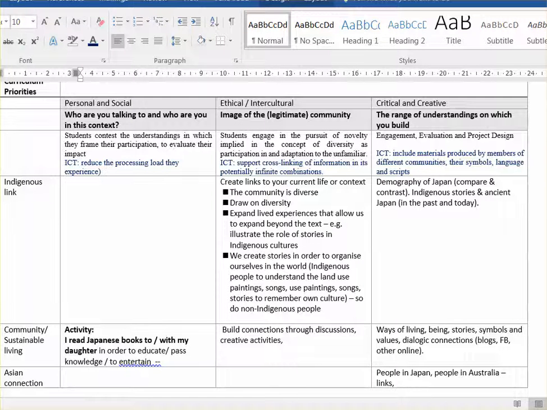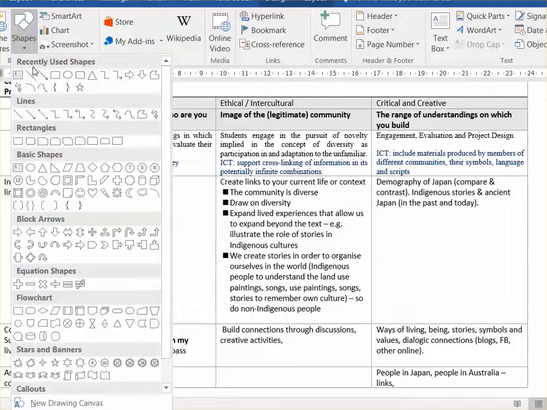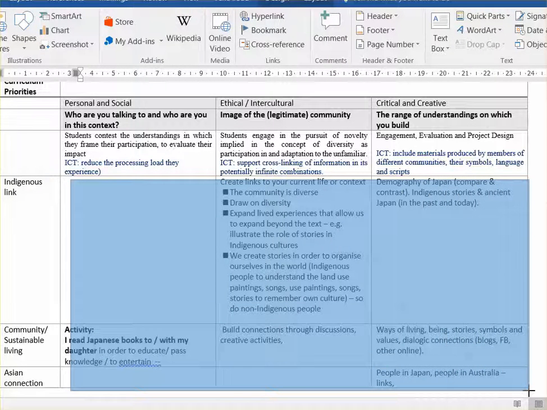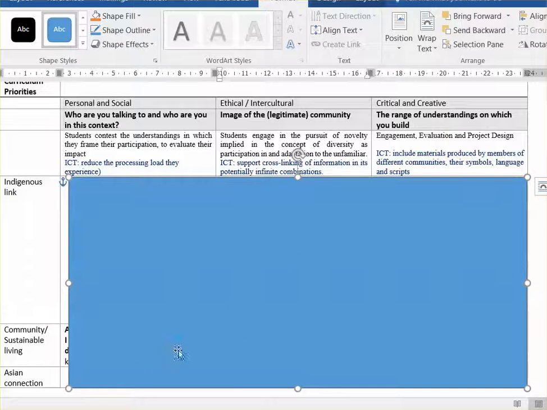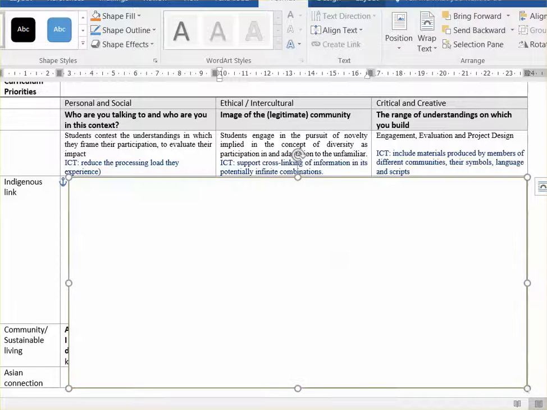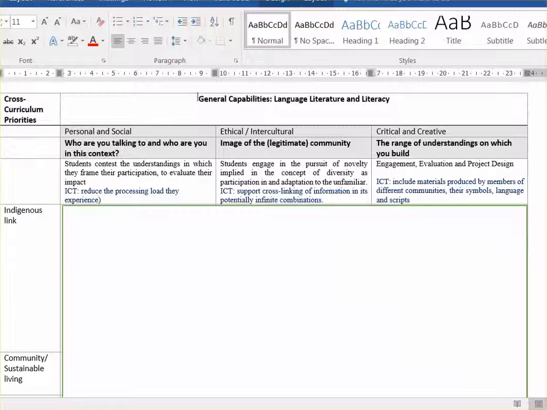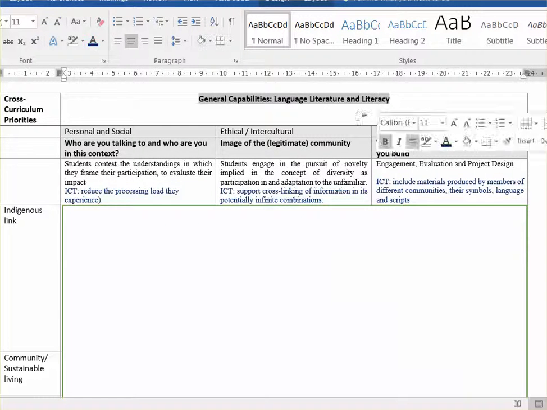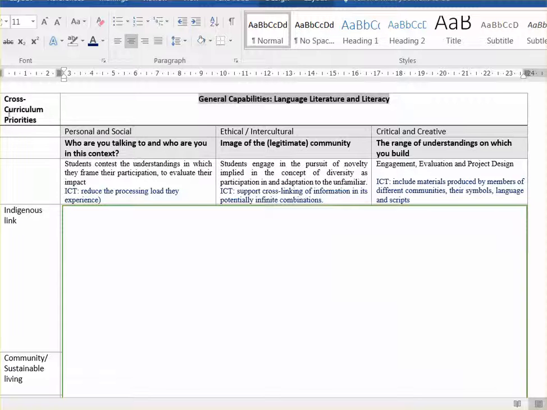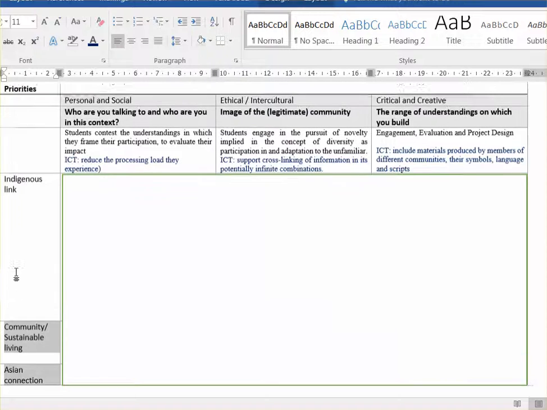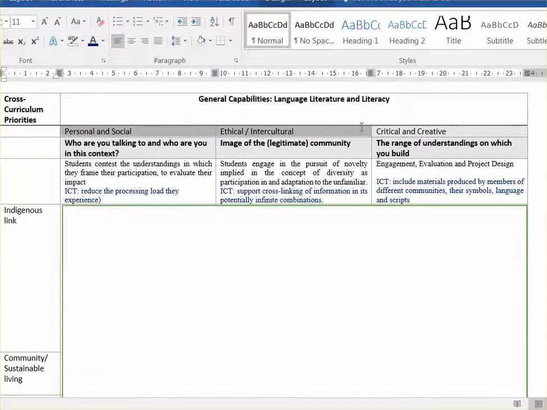Imagine, I'll just insert shapes. So imagine you don't see this, okay? Because this is what I was trying, I didn't know in what file I had what. But imagine you don't see that. So that's transparent. Basically what I was trying to do today is to have those general capabilities here on the top, then cross-curriculum priorities on the left. So these are our capabilities.